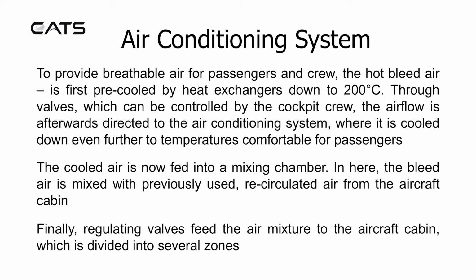The air conditioning system. To provide breathable air for passengers and crew, the hot bleed air is first pre-cooled via heat exchangers down to 200 degrees Celsius through valves, which can be controlled by the cockpit crew. The airflow is afterwards directed to the air conditioning system, where it is cooled down even further to temperatures comfortable for passengers. The cooled air is now fed into a mixing chamber. In here, the bleed air is mixed with previously used, recirculated air from the aircraft cabin. Finally, regulating valves feed the air mixture to the aircraft cabin, which is divided into several zones.